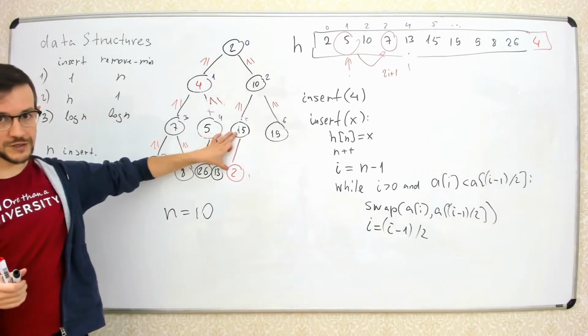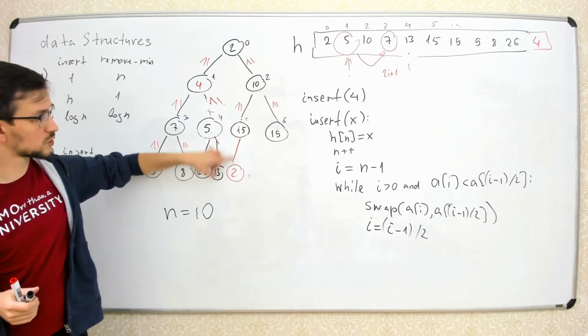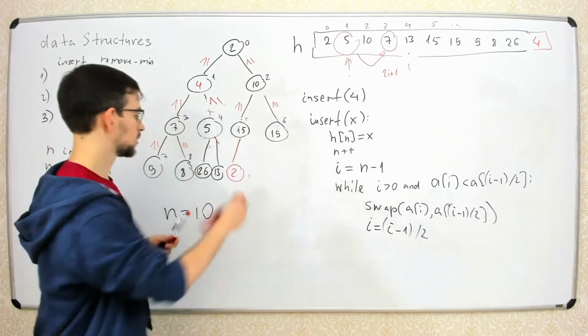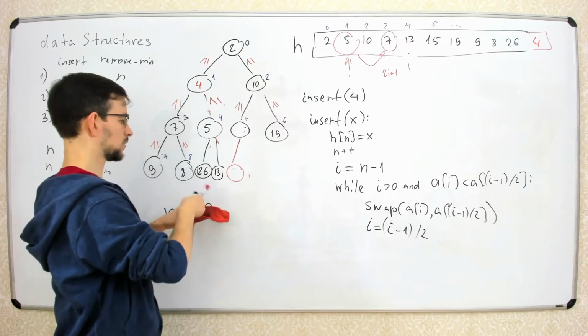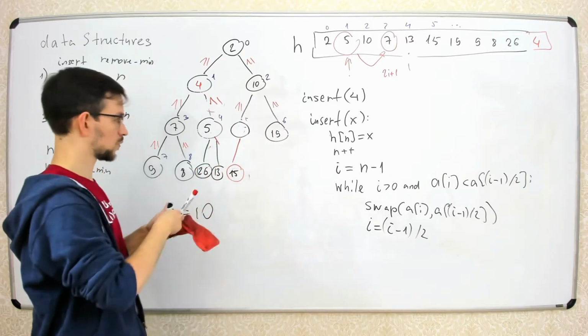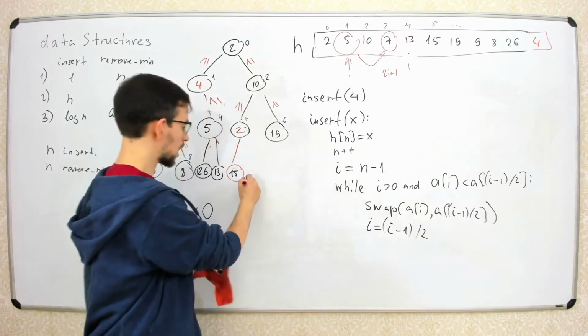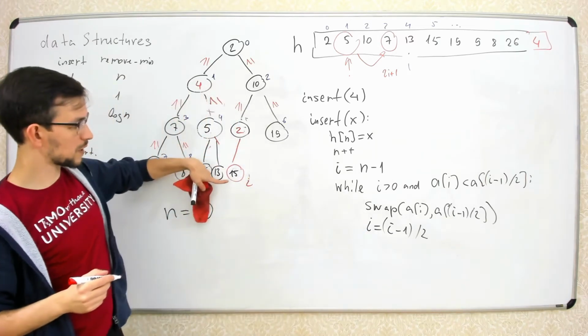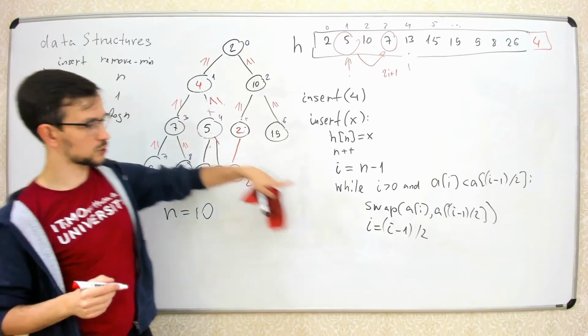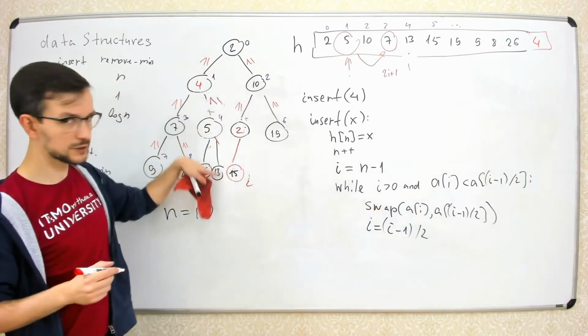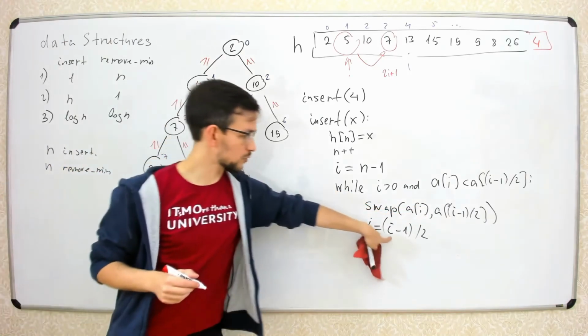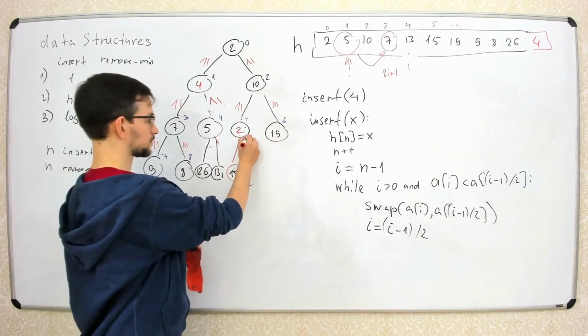Now look at this property. It's broken. So we swap these two elements. Move 15 down, move 2 up. Now we say I was here. Now we swap element I and element (I minus 1) over 2. We swap these two elements and say I equals (I minus 1) over 2. So I moved here.